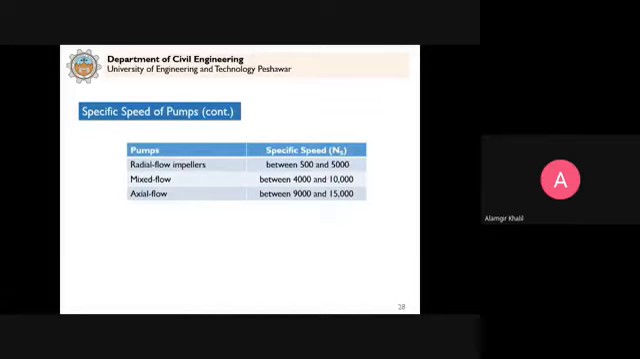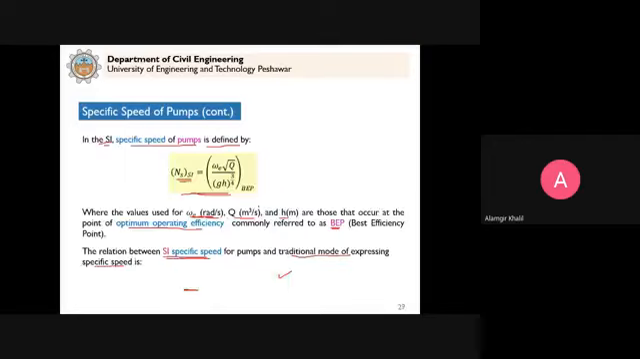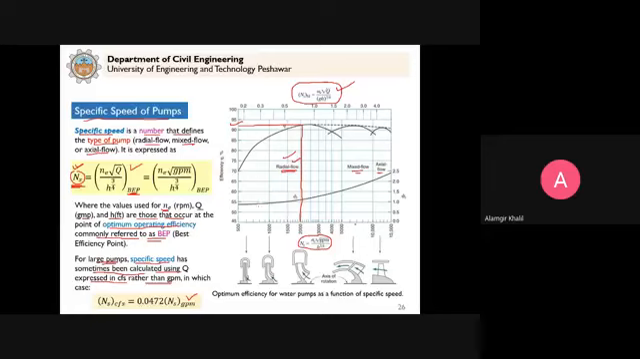Now these ranges are given here. We have radial flow impellers between 500 and 5000. Then we can say that the pump is a radial flow pump, radial flow impeller. If the specific speed is between 4000 and 10,000, then in that case we have mixed flow. And if it is between 9,000 and 15,000, then we say that it is axial flow. Clear? So 9,000 and 15,000 here, we say that it is axial flow.